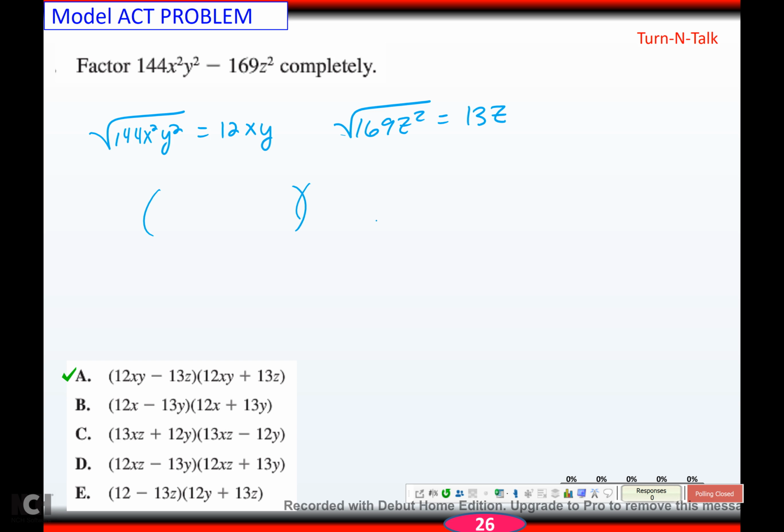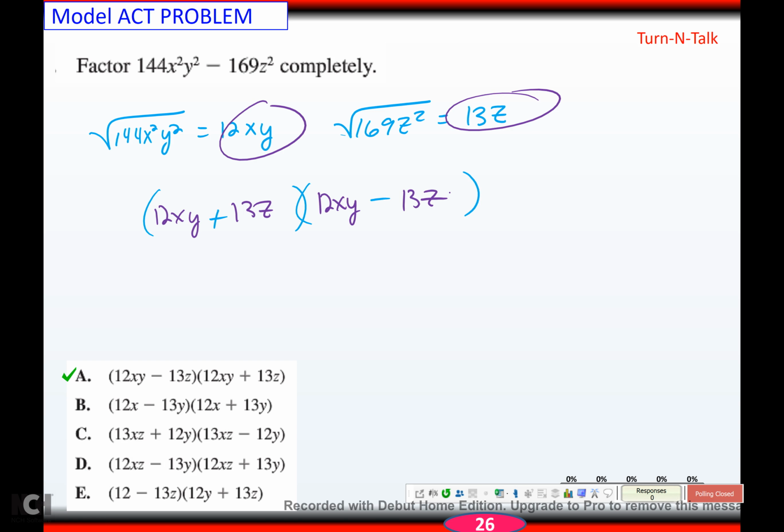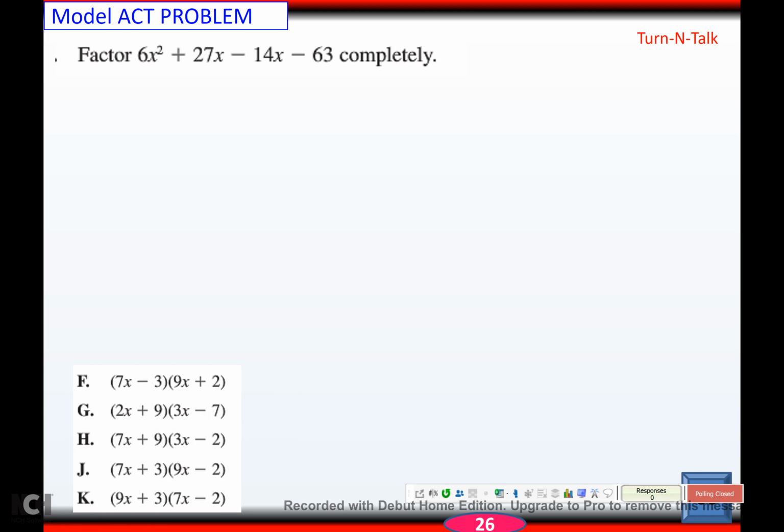So binomial, binomial, plus and minus, and your terms are these guys. So 12xy plus 13z and 12xy minus 13z. Okay, and the order doesn't matter. Okay, try this one, hit pause, come back when you're ready.